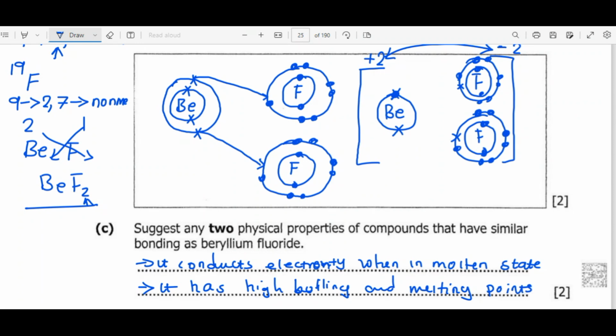So this is how we can apply the concept of ionic bonding. And remember, the concept that we've used to draw our ionic compound can be used to draw any ionic compound. It's not only for beryllium fluoride.